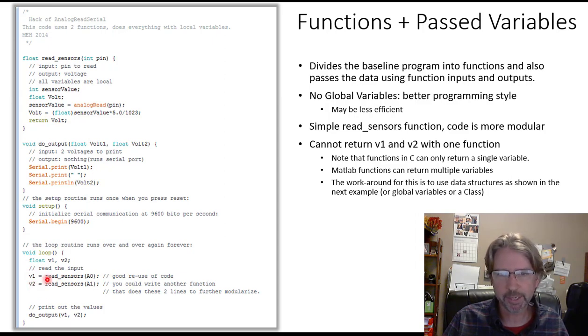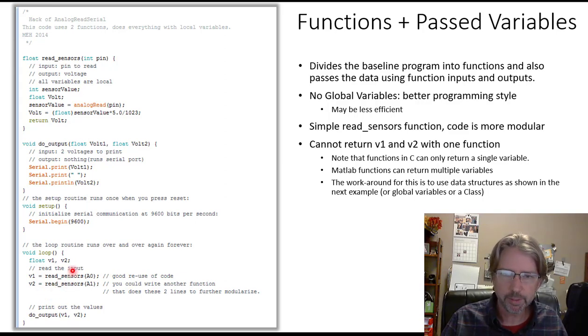So it's a little different style, and this was just because we had to work around the fact that C can only return a single thing, one variable. The do output function looks very similar, but now we're just passing it V1 and V2 as inputs to the function. There are no outputs from this function because it's just printing to the serial port. So it does do something, but it doesn't return anything back to the loop.